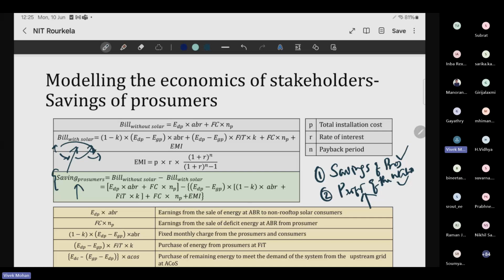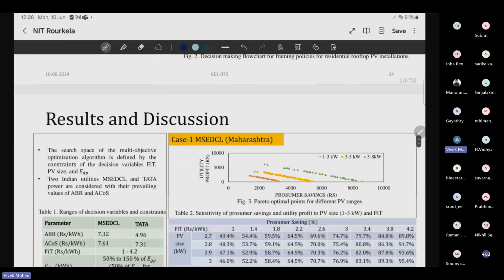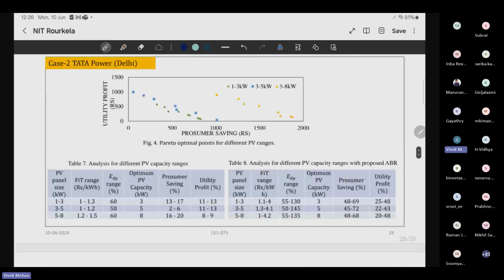So if you want to incorporate both as objectives of an optimization problem, then you have to go for Pareto optimization. What is Pareto optimization? If we have conflicting objectives with us, if we are playing with the savings, we are trying to increase the savings, it will reduce the profit of the utility. If you are trying to improve the profit of the utility, then it will affect the savings of the prosumer. Such objectives are conflicting objectives. To deal with such objectives, we have to go for Pareto optimization, which means we only have a compromised solution. We don't have a proper optimized solution. Let's see what is that.